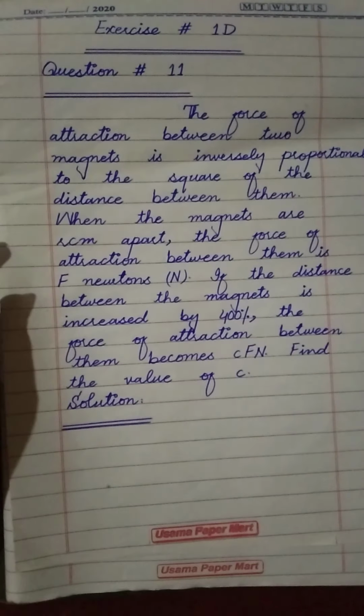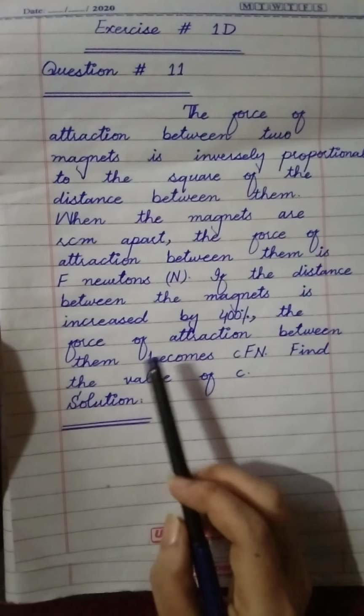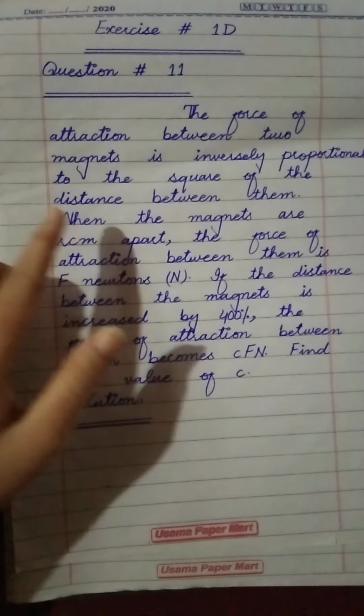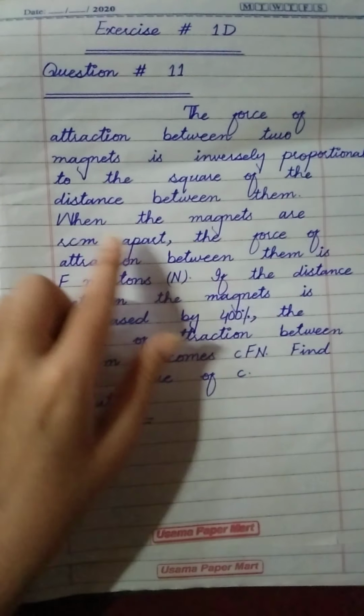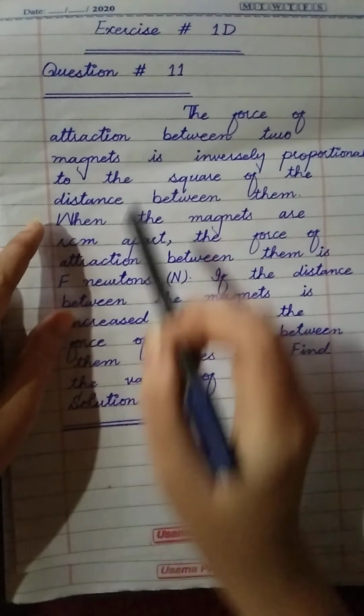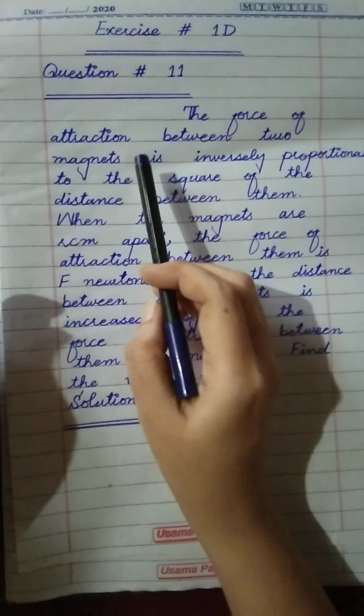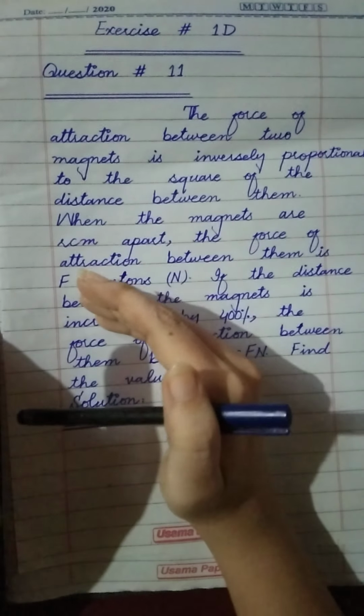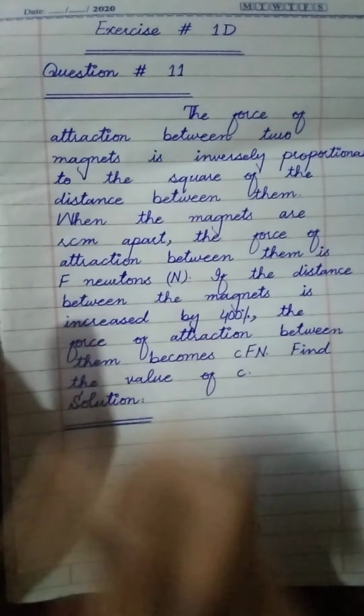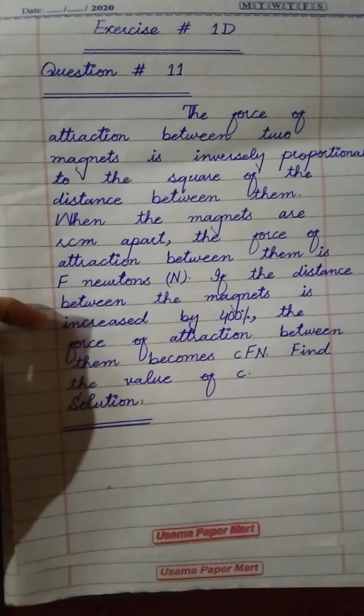I hope the statement is clear to you. Now the force of attraction between two magnets is inversely proportional to the square of the distance. First of all, we will let what the force of attraction denotes, and what the distance is.